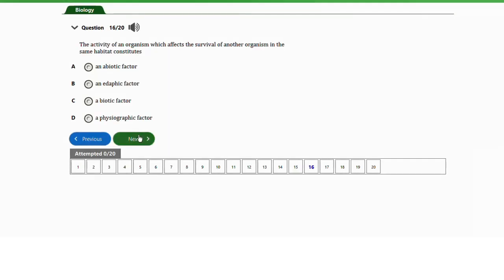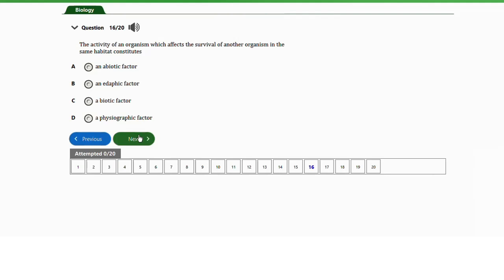Let's look at the next question, and that's question number 16. It says, the activity of an organism which affects the survival of another organism in the same habitat constitutes A, an abiotic factor, B, an edaphic factor, C, a biotic factor, and D, a physiographic factor. So guys, the answer to this question is option C, and that's a biotic factor.